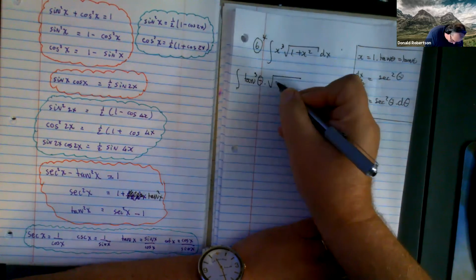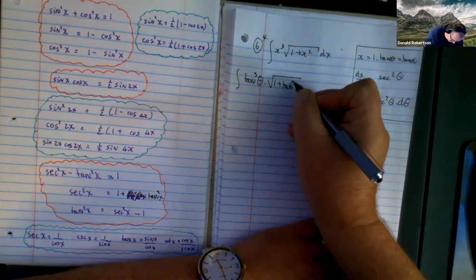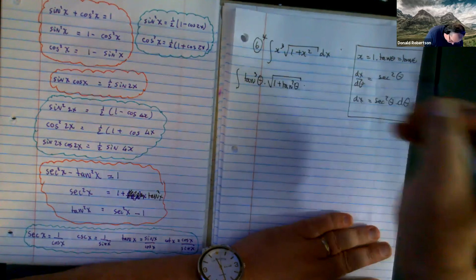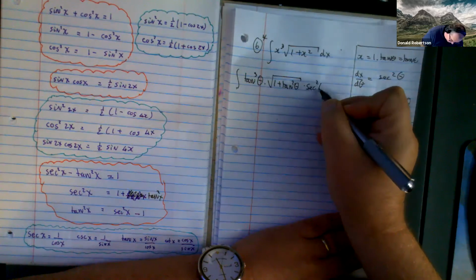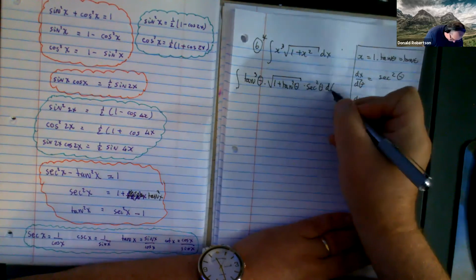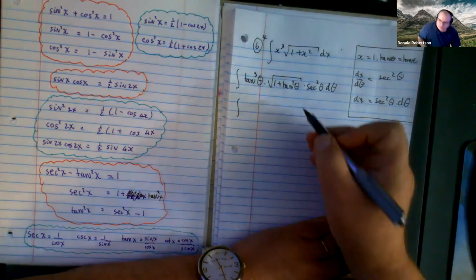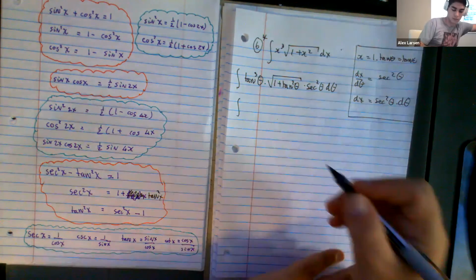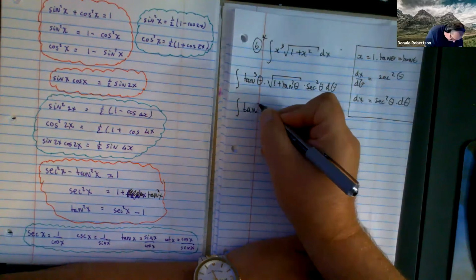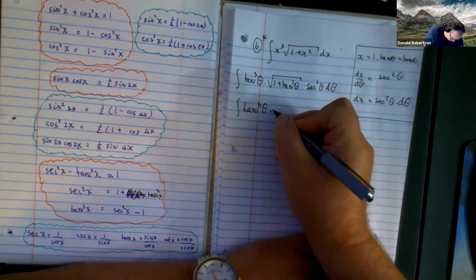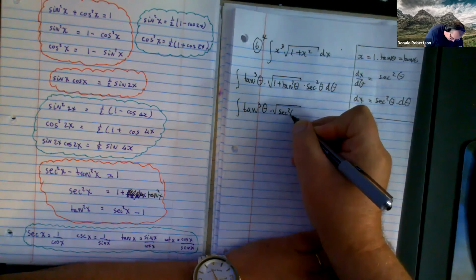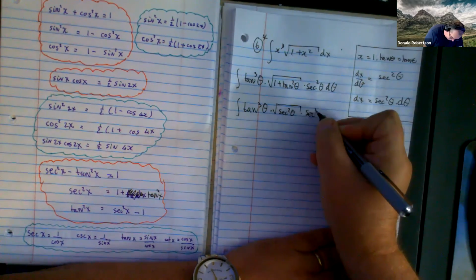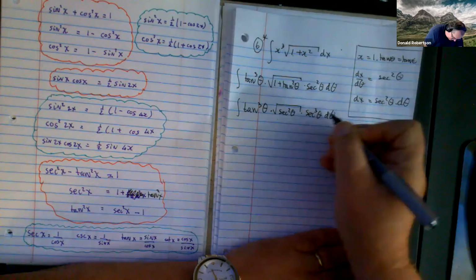Square root of 1 plus tan squared theta. And instead of the dx, we got a secant, and we got a d theta. Okay, what's 1 plus tan squared? We should be getting used to this now. What's 1 plus tan squared going to end up? Secant squared. So we're going to have that guy: square root of secant squared, secant cubed, d theta. And that's a secant.